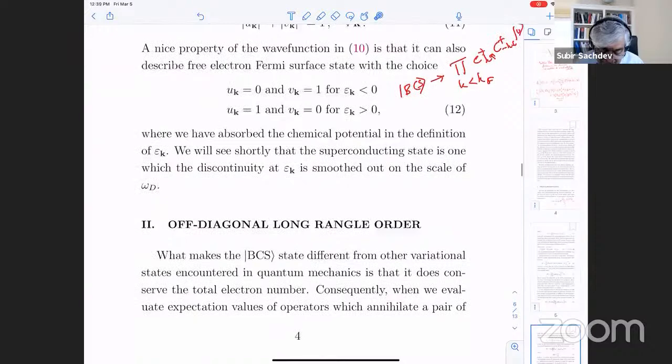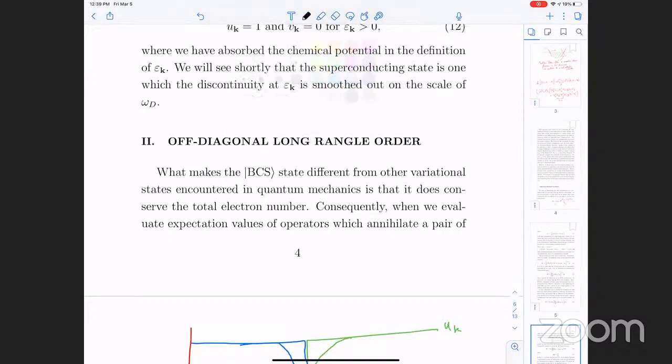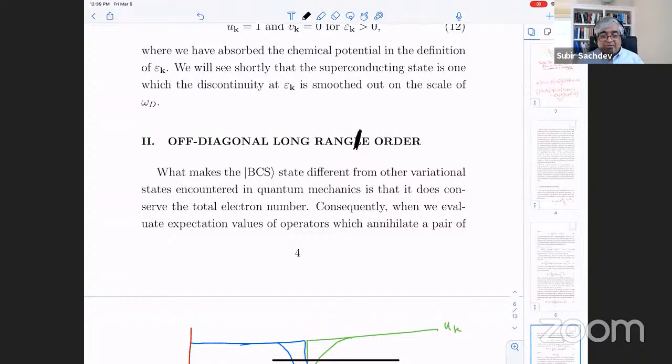Okay, this is obviously a typo here. So the key feature of the BCS wave function is what's called off-diagonal long-range order, sometimes shortened to that. The off-diagonal is often dropped nowadays because it has become so familiar. But in the early days, it was to distinguish this long-range order from the kind of long-range order we measured, for example, in a ferromagnet.